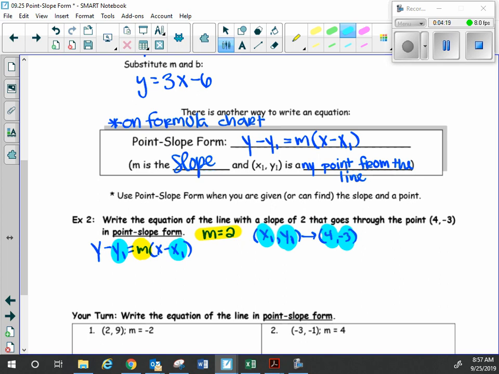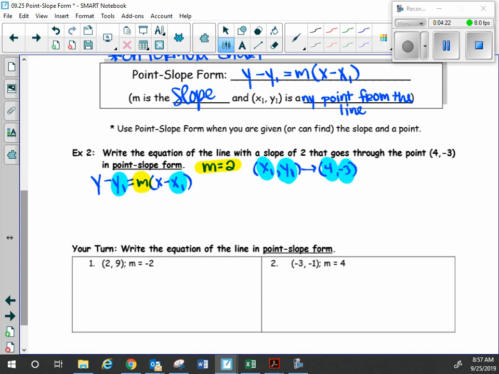So what's not going to change? Y and x. They're still going to be y and x. So when I plug in my slope for m, but see, we have subtraction. So if my y value is -3, y minus -3, y plus 3. X minus 4. Done. That's point slope. What do you think? Nope. It says write it in point slope form. You're done.